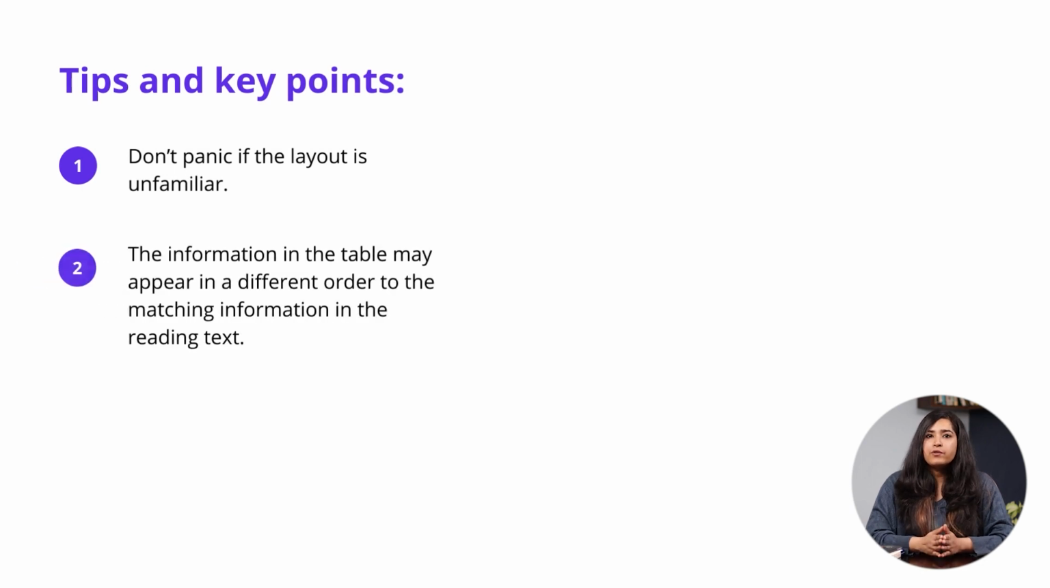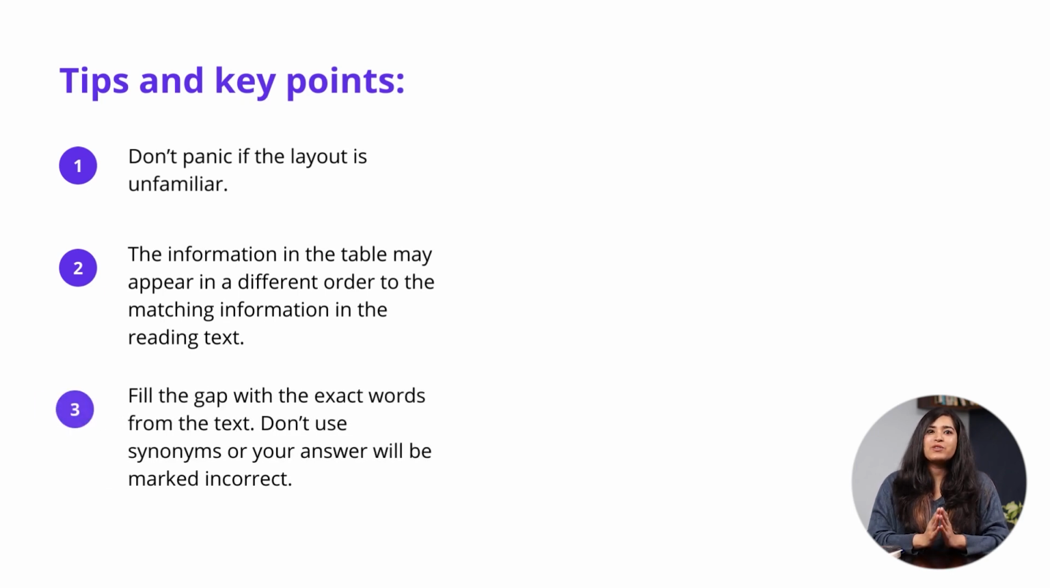Second of all, the information in the table may appear in a different order to the matching information in the reading text. So that's why you'll have to read in a little detail to make sure you find the correct information. It's important that you fill the gaps with the exact words from the text. Don't use synonyms or your answer will be marked incorrect. This is where the importance of reading the instructions comes into play. This will usually tell you to use words from the passage as well as how many you need to use.